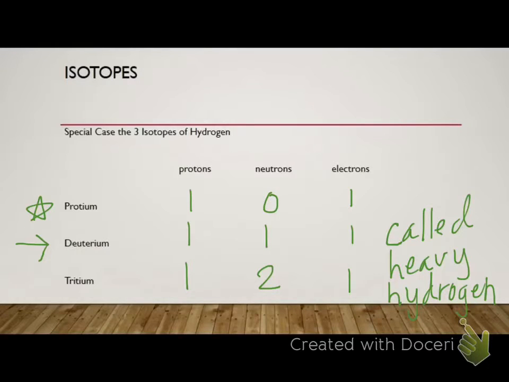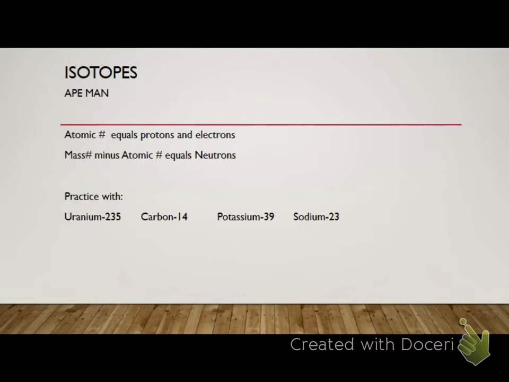Okay? So let's just see how, because this is what your homework's going to be on, let's see how we identify the number of protons, neutrons, and electrons. Okay? So we're going to practice with these three. So I have uranium-235, and so we're going to do protons, neutrons, and electrons.